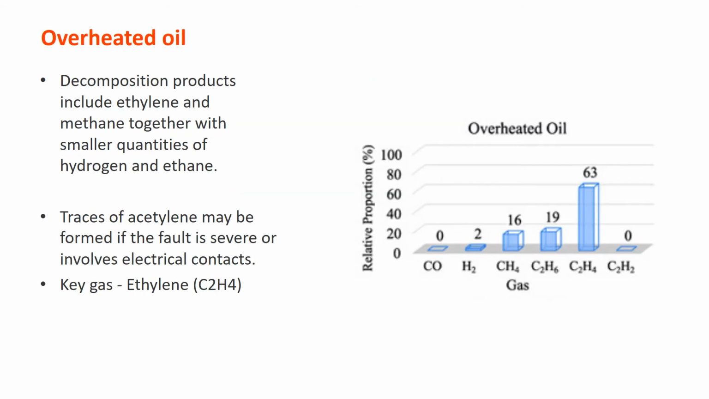Overheated oil. Overheating will decompose the oil, and as a result it generates ethylene and methane together with small quantities of hydrogen and ethane. Trace of acetylene may be formed if the fault is severe or involves electrical contacts. Methane and ethane are generated at temperatures between 300 to 500 Celsius, and ethylene is generated at more excessive temperatures, more than 500 Celsius. The signature or key gas of overheated oil is ethylene.